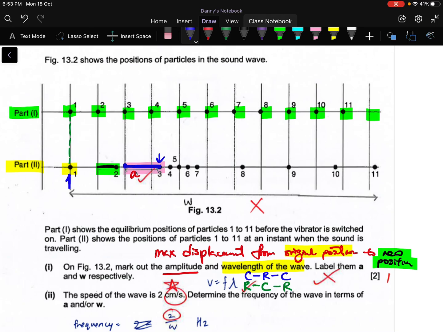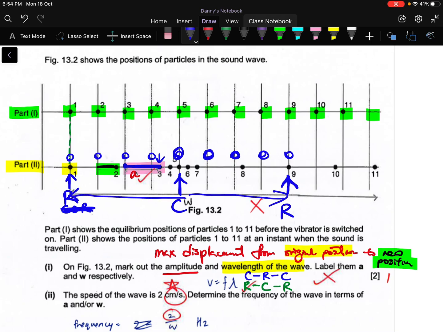So here you can see that the student has identified the center of rarefaction, right? So this is R. And then down here you can see that this is your center of compression. So your center of rarefaction will come at here. So how do I know it is at 9? You can see this is 1, 2, 3, 4, 5, 1, 2, 3, 1, 2, 3, 4, 5, right? So you can actually see that this will be your wavelength.